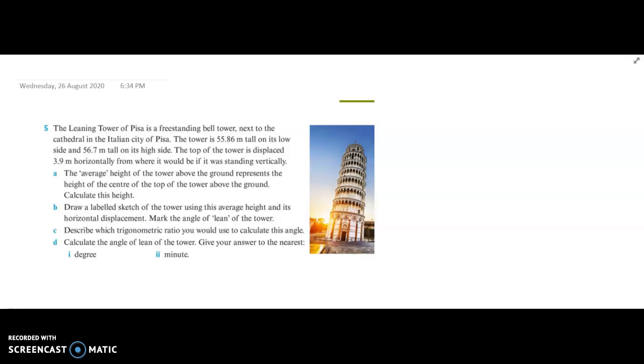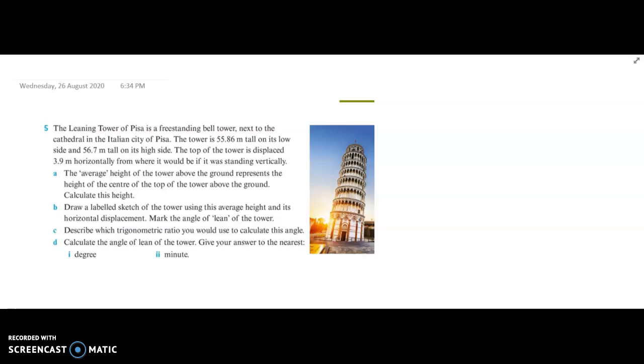Of course, this is the famous Leaning Tower of Pisa. Actually, I have been there, so I've seen it. And from one particular direction, it doesn't look like it leans at all. But anyway, that's another story.